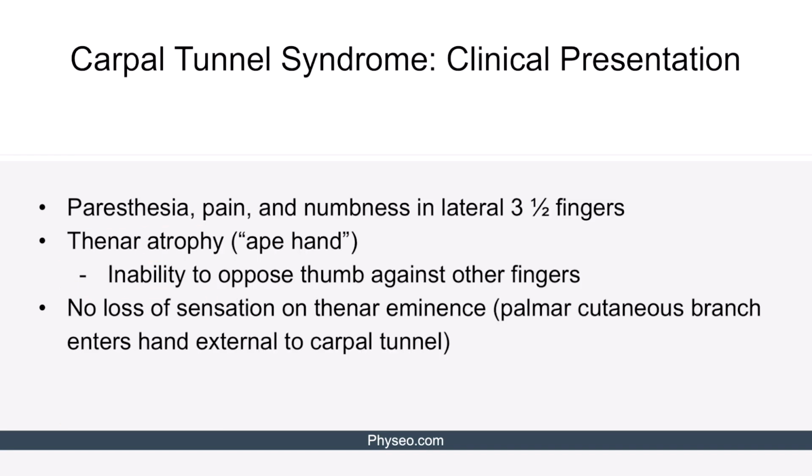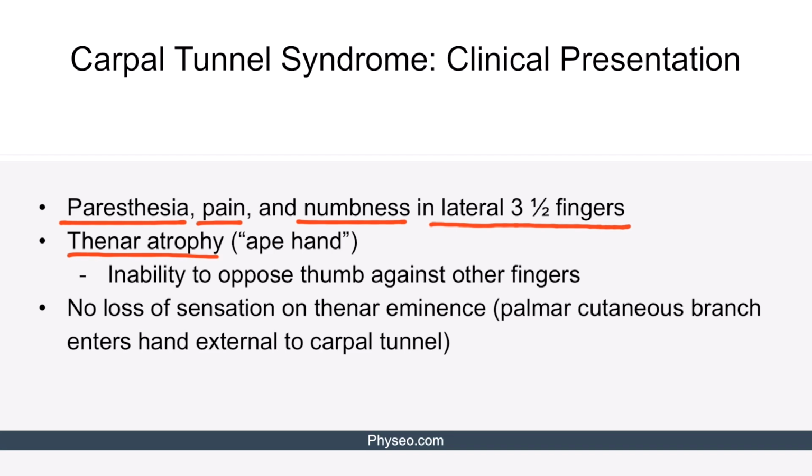Carpal tunnel syndrome presents with paresthesia, pain, and numbness in the lateral 3½ fingers, that is, the thumb, index finger, middle finger, and the radial half of the ring finger. This is because the skin over these areas is innervated by the median nerve. Carpal tunnel syndrome also results in thenar atrophy because the median nerve normally innervates the thenar muscles. Thenar atrophy is also known as the ape hand because apes have flat thenar muscles.